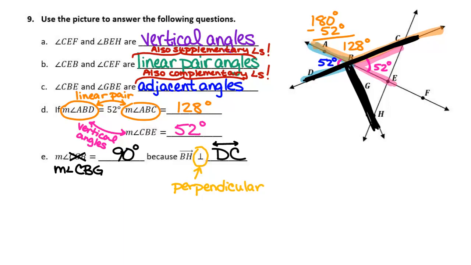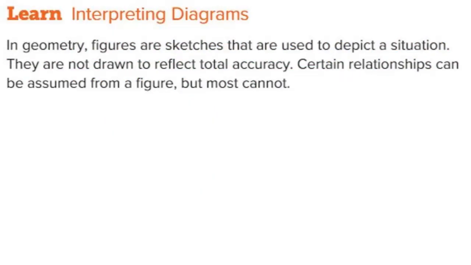Okay. All right. With our last couple minutes, we're going to turn to page 12, and then we'll go to page 13 also. Page 12, we're going to talk about the things that we are and are not allowed to assume from figures. This is a really important conversation that we've been needing to have for a while, but we had to get used to looking at our figures first. Certain relationships can be assumed, but most cannot.